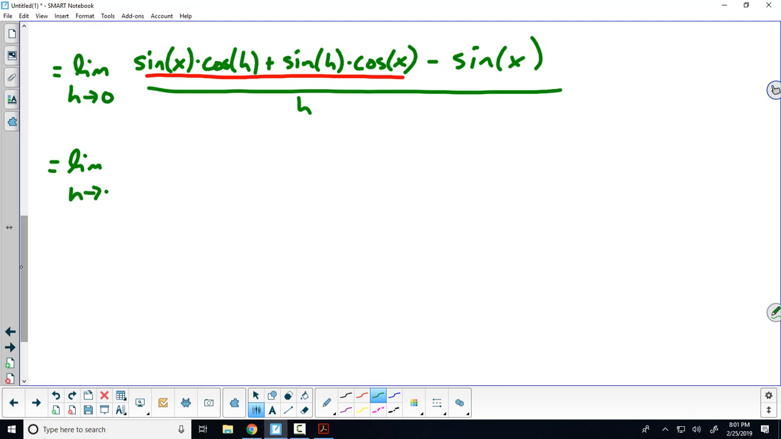I'm going to go ahead and group this. If I had a plus b plus c over d, I could rewrite that as a plus c over d plus b over d. So I'm going to rewrite it to look like that. I'm going to collect together this first and last term and put it over h, and put the middle term also over h, separate them by addition.